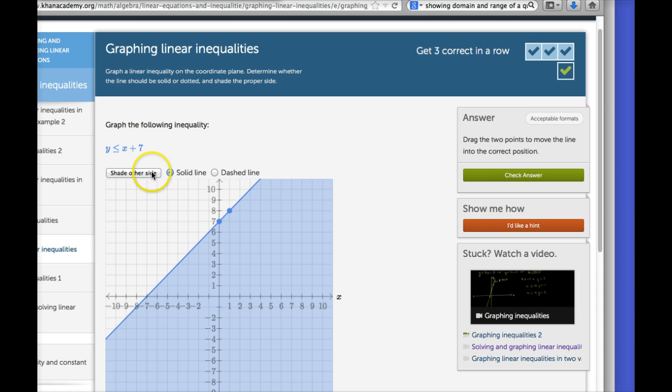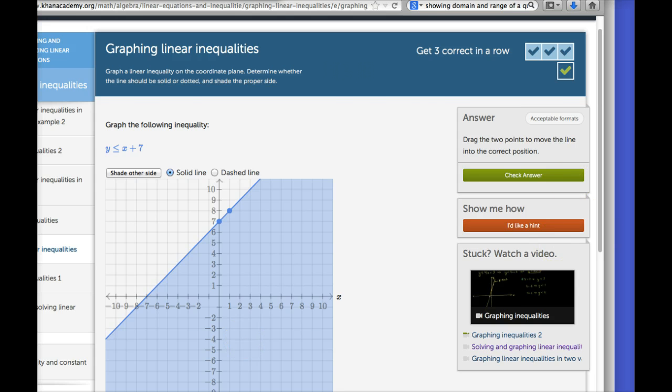And then I just need to figure out, do I shade above or do I shade below? If I look at my inequality, it's less than or equal to, so I'm going to shade all the y's that are less than or equal to my line. So it looks like I'm in the right place.